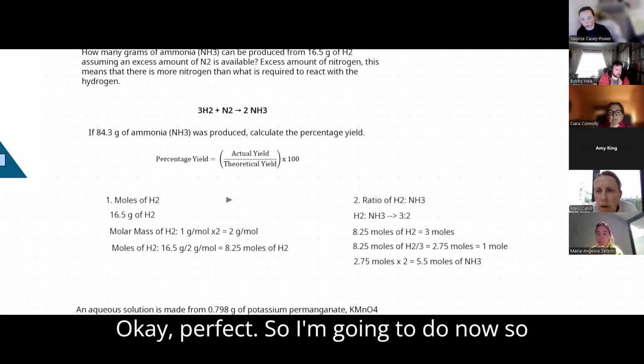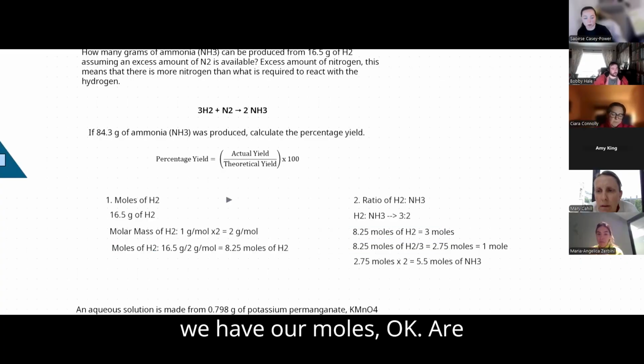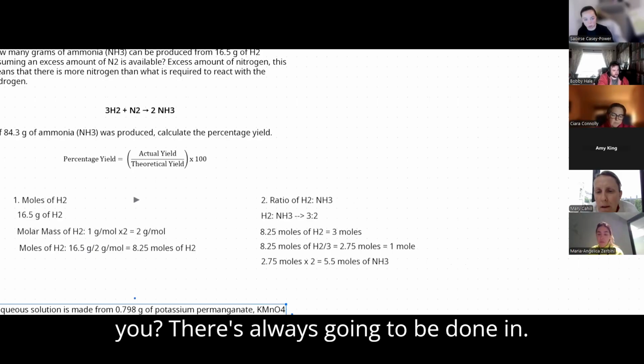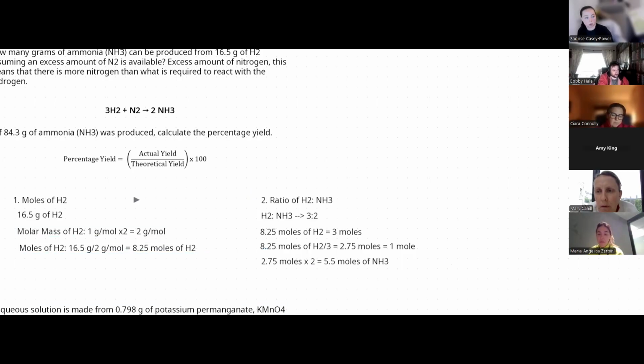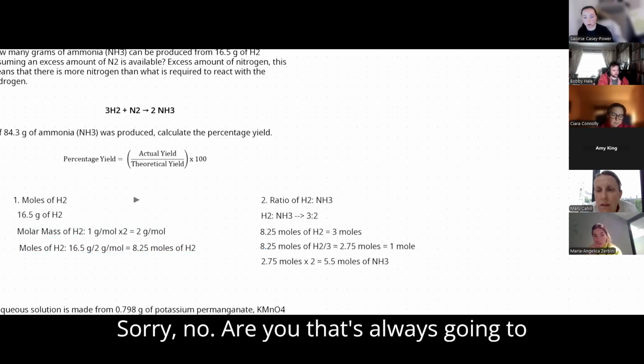Okay, perfect. So what I'm going to do now, we have our moles. Our yield is always going to be done in, sorry, no, our yield is always going to be done in grams.